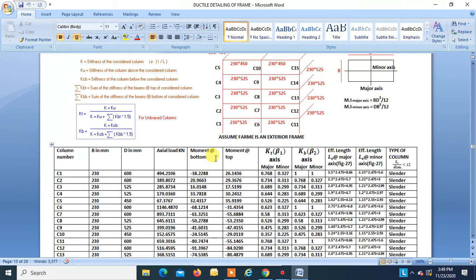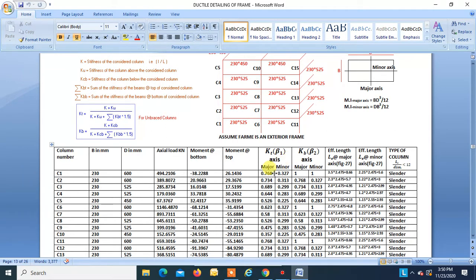So now this table shows Kt, and this is Kb. In the code these are denoted as beta 1 and beta 2. You can refer to figures 26 and 27. Figure 26 is for a column with no sway, and figure 27 is for a column with sway. So we will have to refer to figure 27, that is, the column with sway.